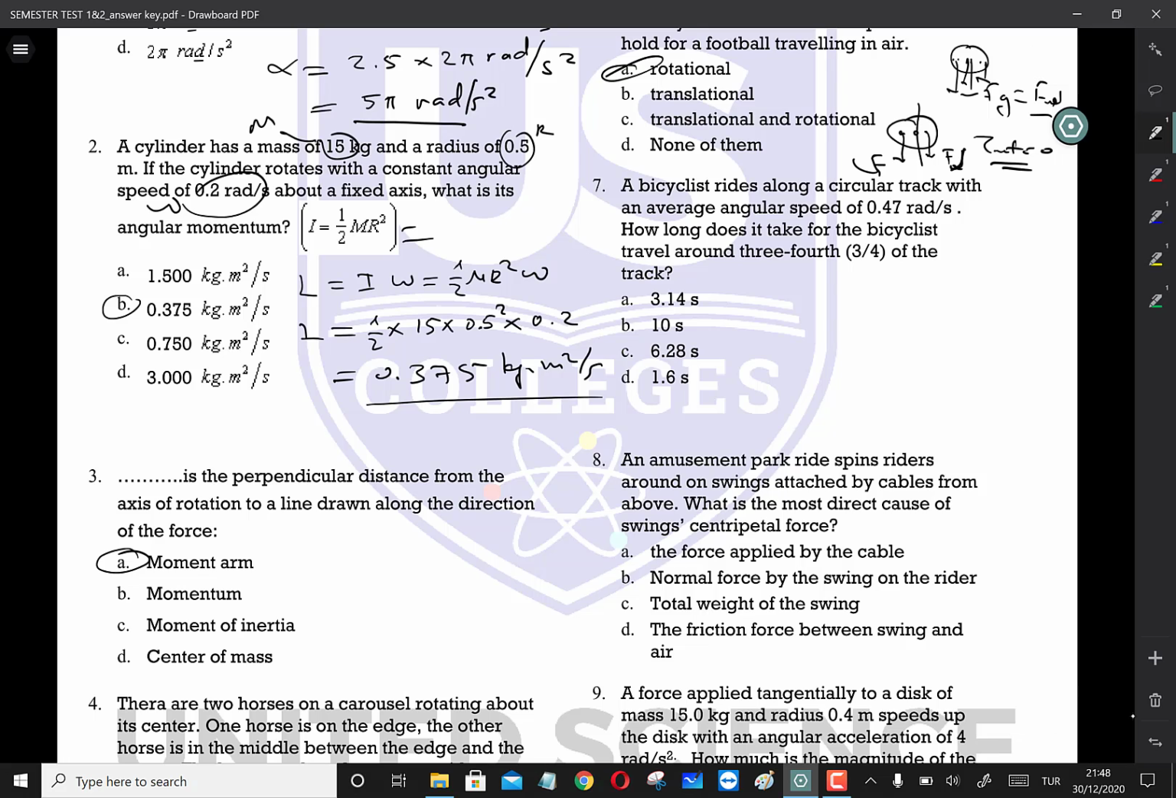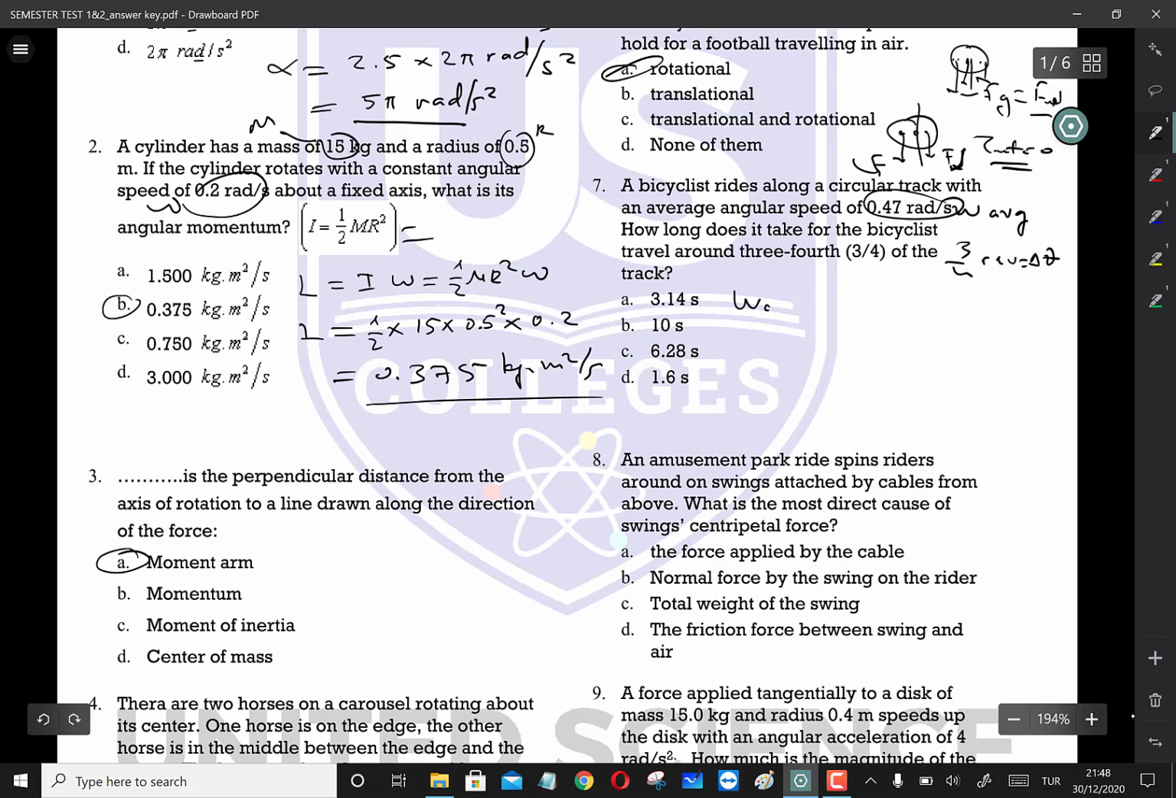That's why there is only rotational equilibrium, no translational equilibrium. A bicyclist rides along a circular track with an average angular speed of 0.47 radian per second. How long does it take for the cyclist to travel around 3/4 of the track? So 3 over 4 revolution is the angular displacement.